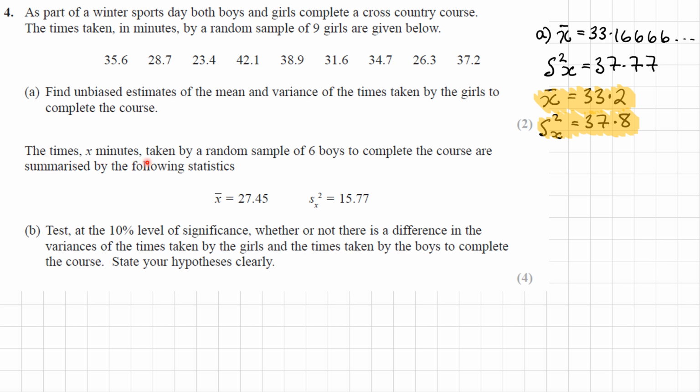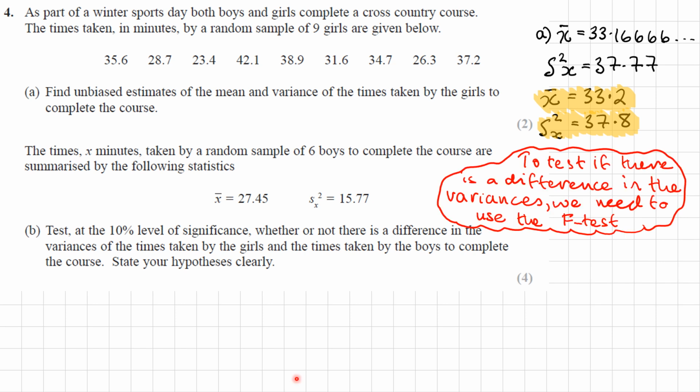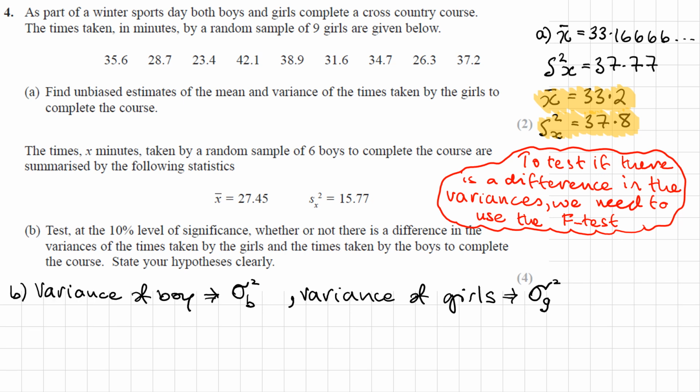The times, x minutes, taken by a random sample of 6 boys to complete the course are summarised by the following statistics. The mean, x bar, 27.45, and the variance, s squared x, 15.77. Part B, test at the 10% level of significance whether or not there is a difference in the variances of the times taken by the girls and the times taken by the boys to complete the course. State your hypothesis clearly. Now, to test if there is a difference in the variances, we need to use the F test. So the first thing I'm going to do is use this notation here.